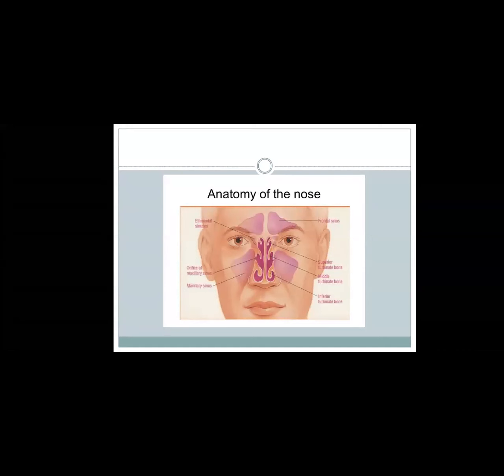You have the frontal sinuses in the front, above the eyebrows, in the middle, and at the root of the nose. You see multiple small sinuses on either side on the cheek.